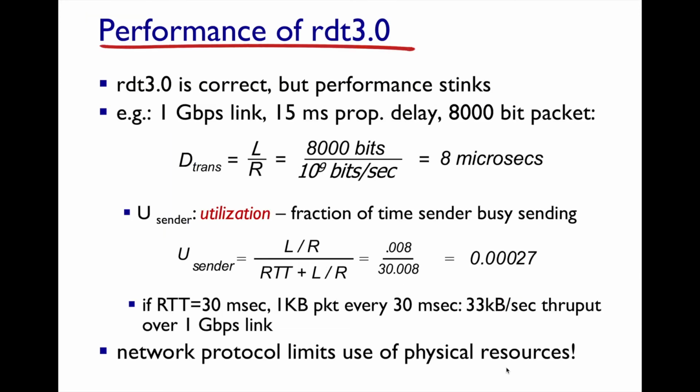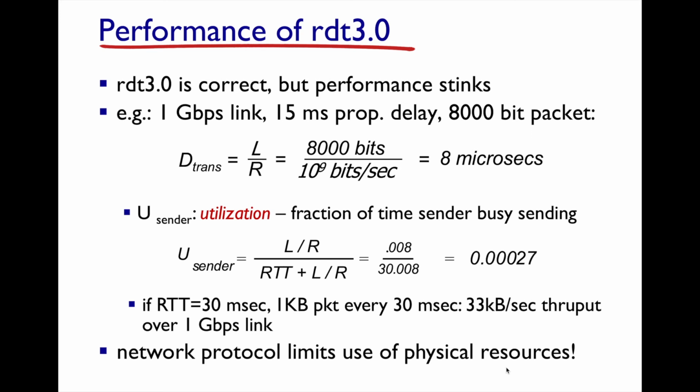Okay, so let's take a look at what happens in RDT 3.0. RDT 3.0 is more of a theoretical thing. It has all of the ingredients of a reliable data transport, but it makes lousy utilization of your available bandwidth. And this lousy utilization has to do with the protocol itself and nothing with the underlying link bandwidth. So it's correct, but the performance is horrible.